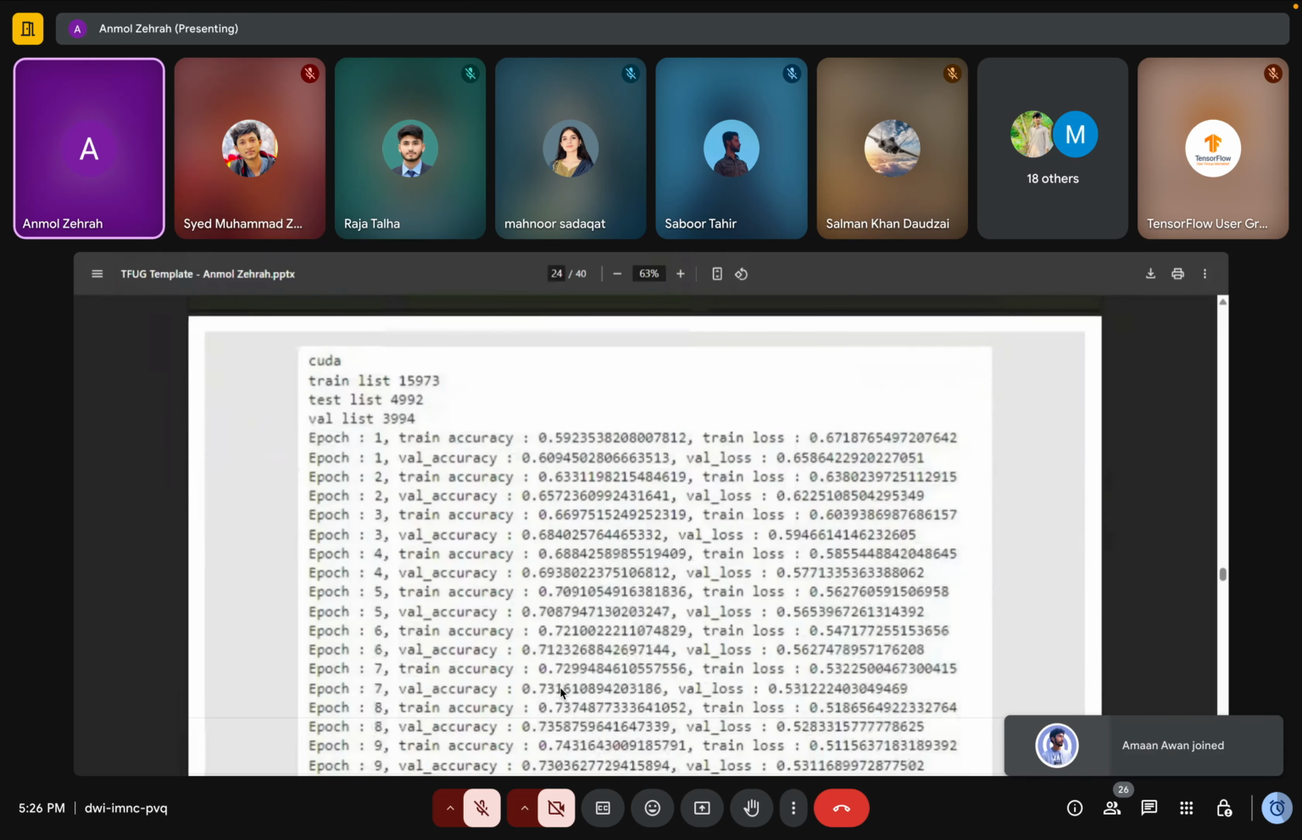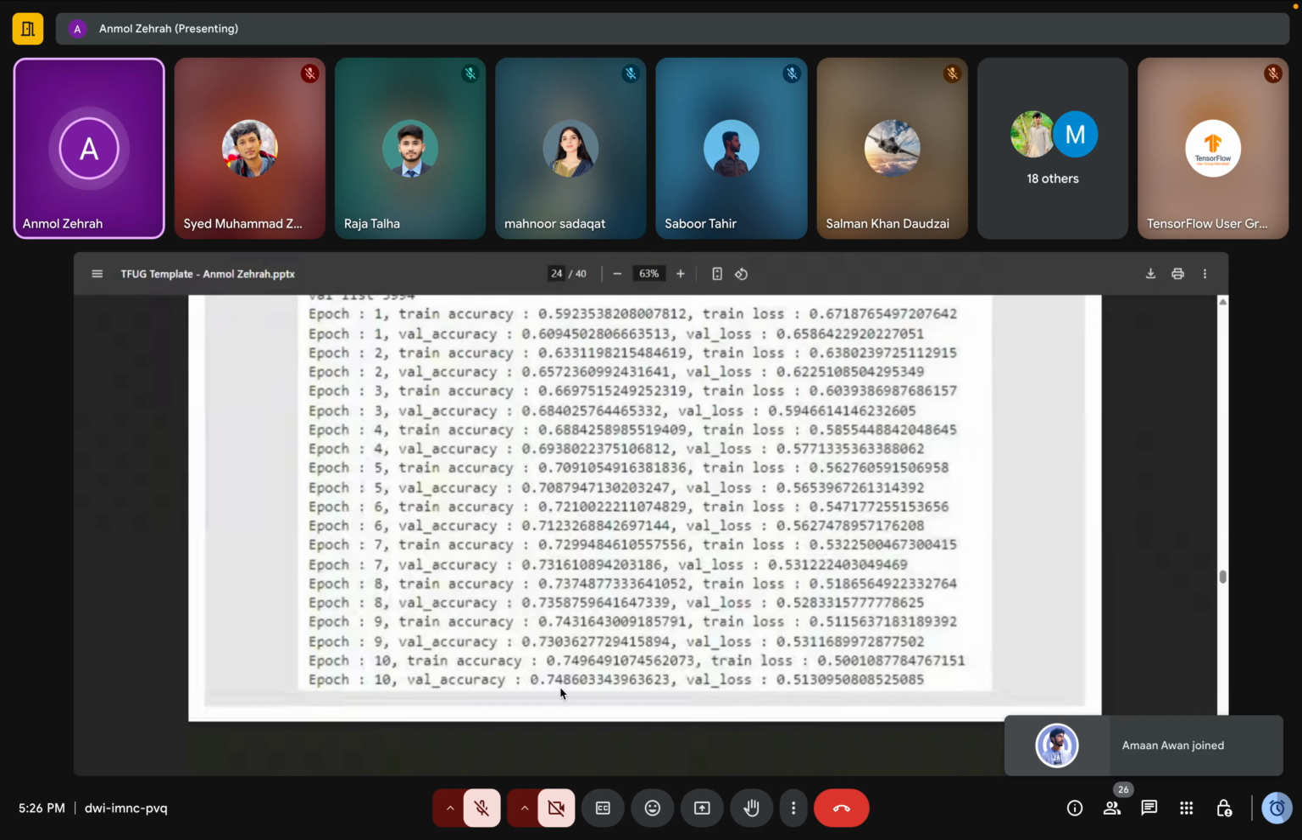Okay, so this was the result. The accuracy came out to be roughly around 75% for CNNs. And then I leveraged the model architecture for vision transformer.